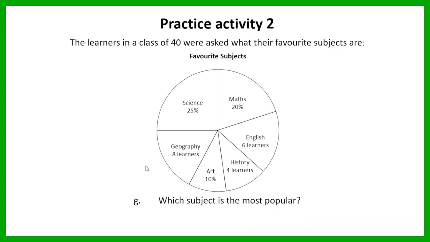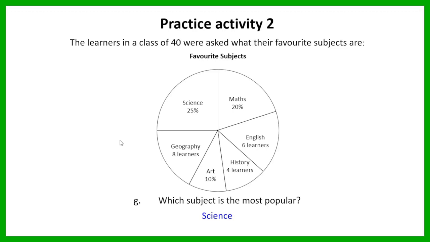Then question G, which subject is the most popular? The most popular subject is the one that will have the biggest slice of your pie chart. In this case, that is science. Science is a 25% slice. So science is the most popular in this class.